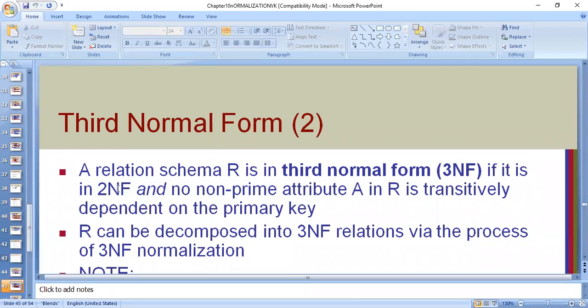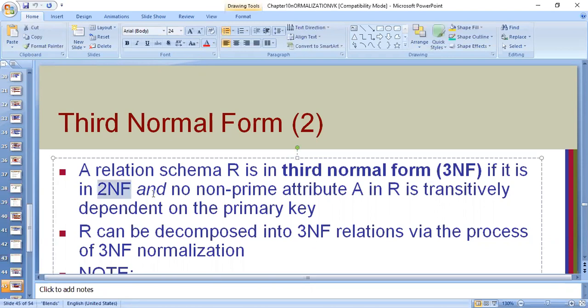It is something like the student who comes to fourth semester, that means he should have already finished third semester, isn't it? Similarly, a relation schema R is said to be in third normal form if it is already in second normal form, plus an additional qualification. What is the additional qualification? No non-prime attribute. Here it is a negative sentence, so you have to understand it properly. No non-prime attribute A in R is transitively dependent on the primary key.